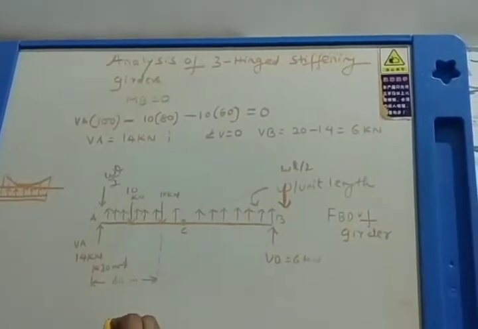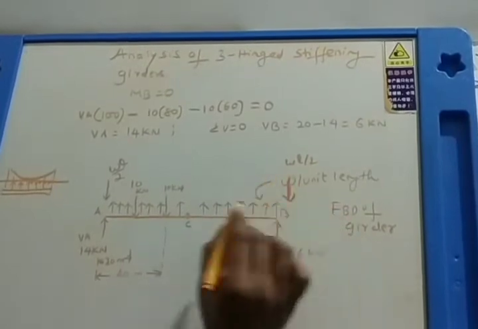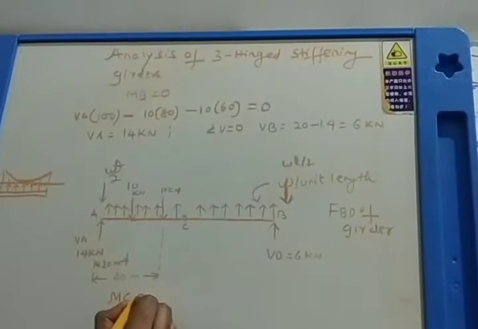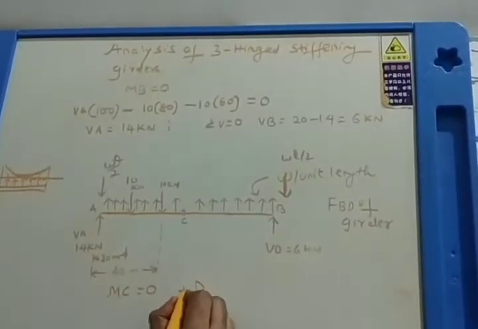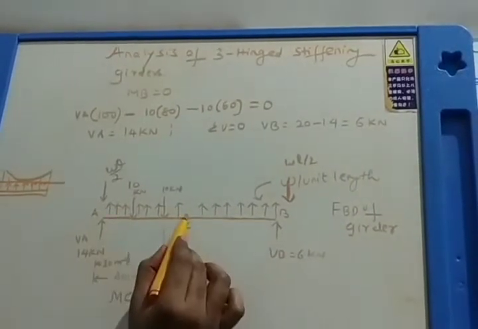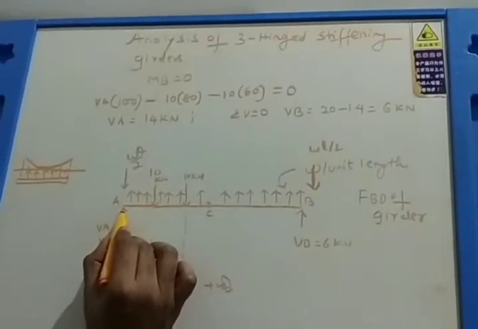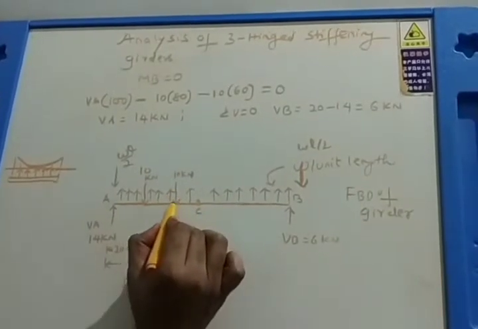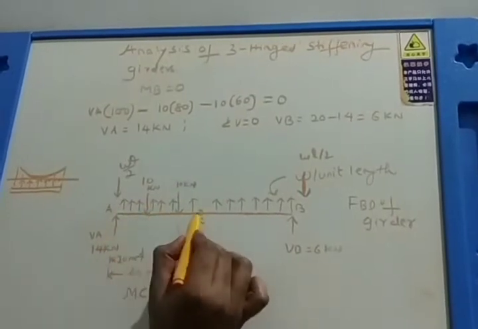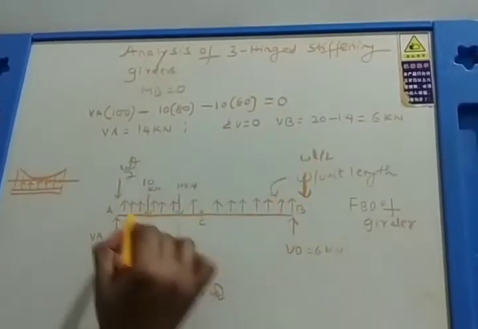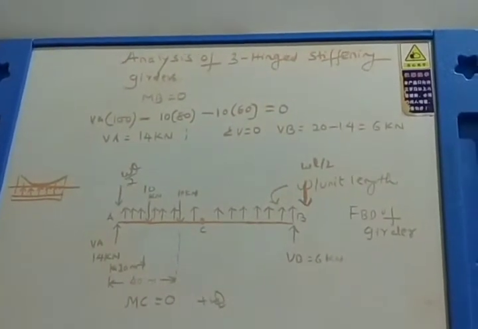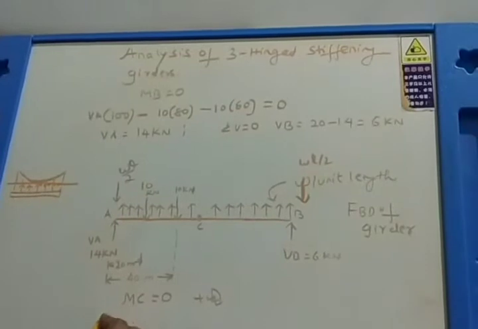Now what we will do is find out this W per unit length, which we do not know. For that we need to take moment at C equal to 0 with clockwise positive. When I take moment at C equal to 0, what are the forces contributing to the moment at C? That is VA, that is 14 into 50. Then moment due to 10 into 10, because this is 10 meters. Then moment due to this 10 into 30. Then moment due to UDL, that is clockwise. Then moment due to WL by 2. So I am going to write now the expression. So keep this in mind.